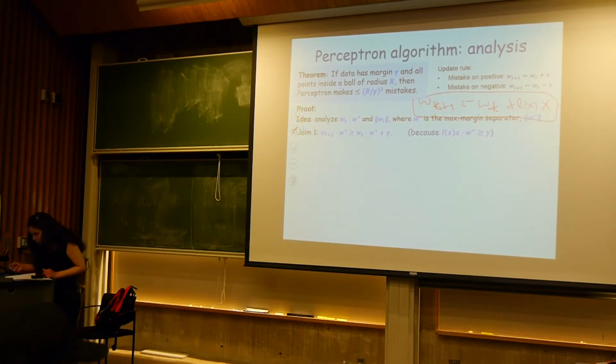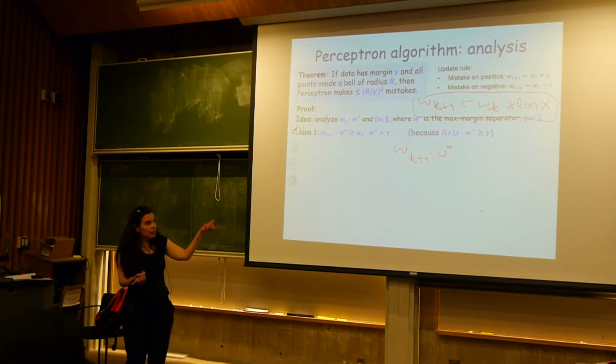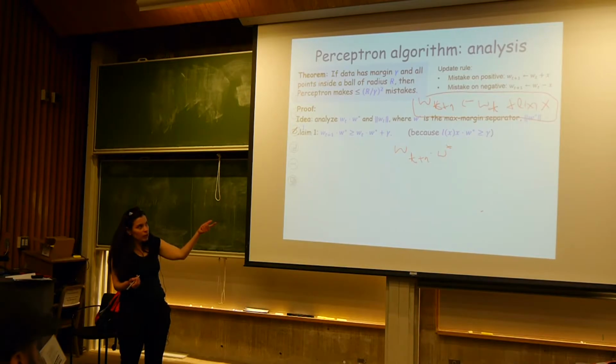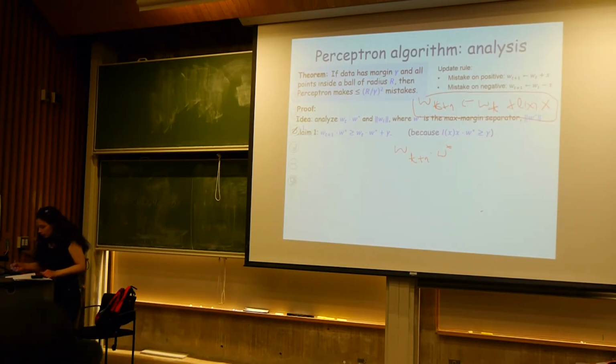So now what I have to compute is WT plus 1 dot W star. This is what I want to argue: when I make a mistake, the dot product between the current weight vector and W star goes up by gamma. So all I have to do is use these two facts. I use this update rule, and I'm using the fact that W star has a large margin on that example. In general, it has margin at least gamma on all examples, and in particular on that example X. And this is what it means to have a margin. Actually, one thing I didn't mention.